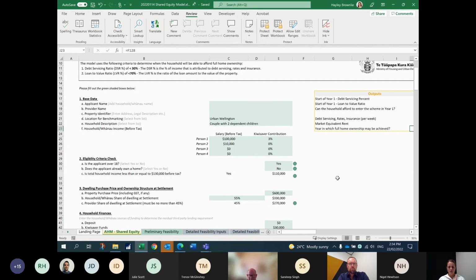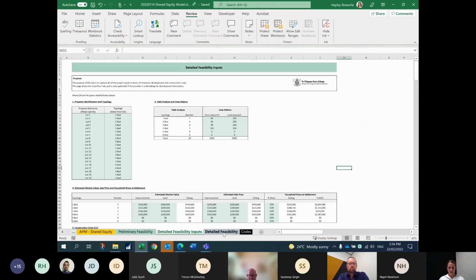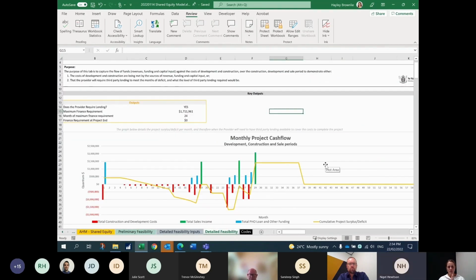So moving on to the final tabs here, which I won't go into a huge amount of detail because they really need their own session, if I'm honest. There's quite a bit to them, but the detailed feasibility model should only really be used if a provider is looking to undertake the development themselves, and they've completed quite a significant level of due diligence and planning, and they know their development is feasible, and they know that their households can afford to enter the scheme.